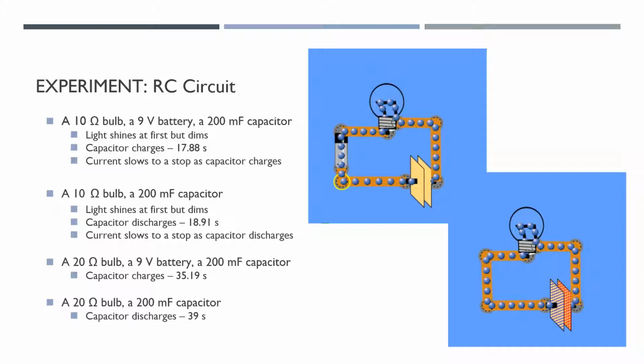Now, when we have the same situation, but we remove the battery, this is what happens. The light shines brightly at first, but dims as the capacitor discharges. It took 18.91 seconds for the capacitor to discharge, and as you can see once again, the current slows to a stop as the capacitor discharges. Doing the same experiment with a bulb of double resistance, a 20 ohm bulb, shows that it took way longer for the capacitor to charge and discharge, 35.19 seconds to charge and 39 seconds to discharge.